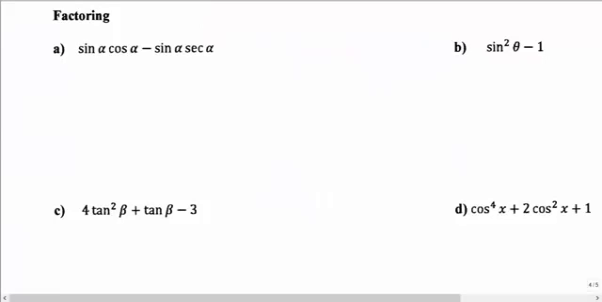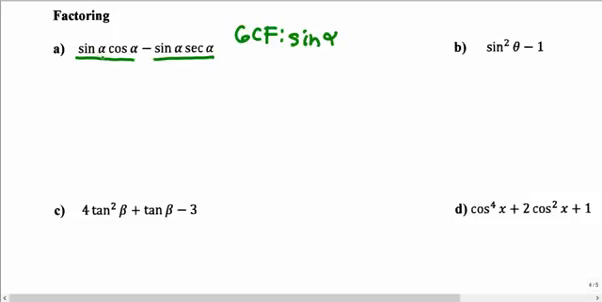Now we want to look at doing the opposite of multiplication, and that would be factoring. When we factor, the first thing that we do is we look at all of the terms that we have, and we divide out or we factor out a common factor. So we want to look for what they have in common. And we notice that sine alpha and sine alpha is common to both terms.